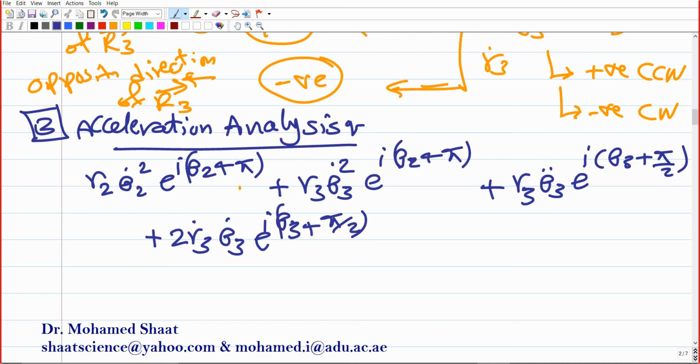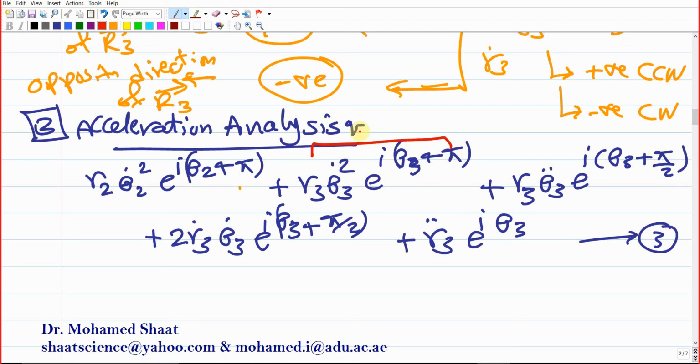This should be theta 3. And we do have the R3 double dot e^(i theta 3). So this is going to give us the third equation, which is for the acceleration analysis. As you can see, this R3 term has been expanded into four terms. It means that we have four components of the acceleration.